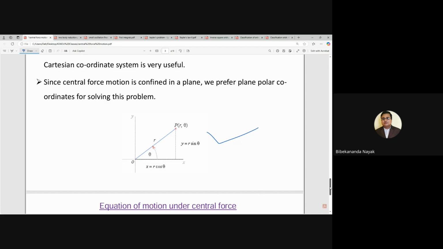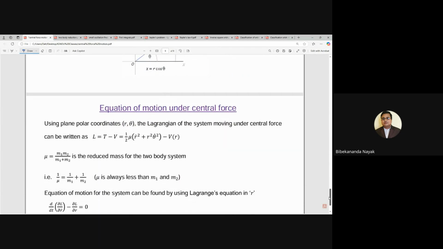So next we go for the equation of motion. Using plane polar coordinates, the Lagrangian of the system moving under central force can be written as follows, because from the Lagrangian, using the Lagrange equation of motion, we get the equation of motion. Lagrangian is equal to T minus V, T is equal to half. Since there are two bodies, one is Earth, one is Sun, for a two body system we actually use reduced mass.